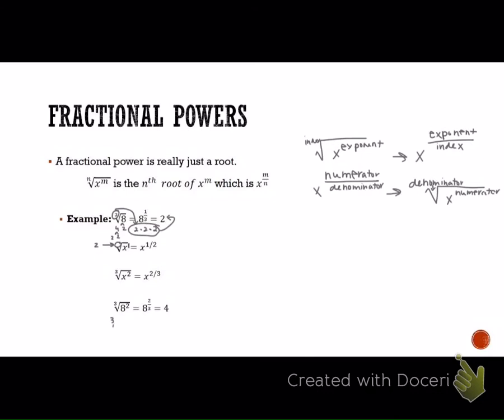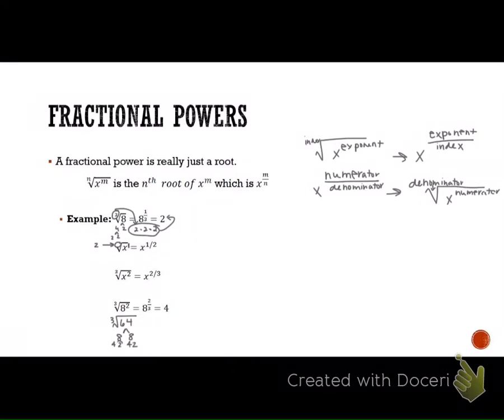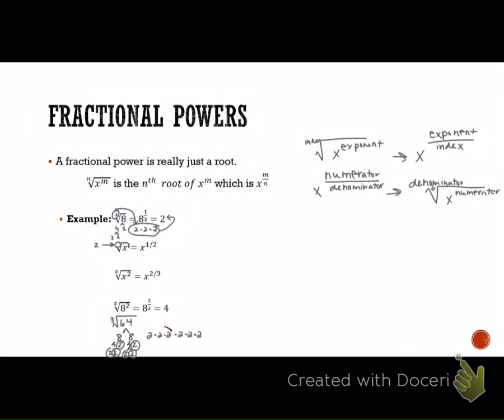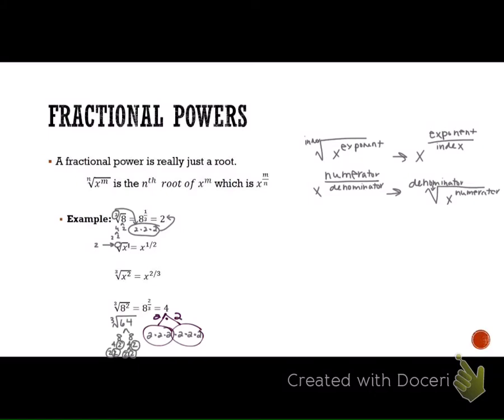I would have you square the 8 first. 8 times 8 is 64, and then do the factor tree. So look at this here. We're looking for groups of 3, and I have 2 sets of groups of 3 twos. Do you guys see that? Yeah. So this becomes 2 times 2, which is 4.